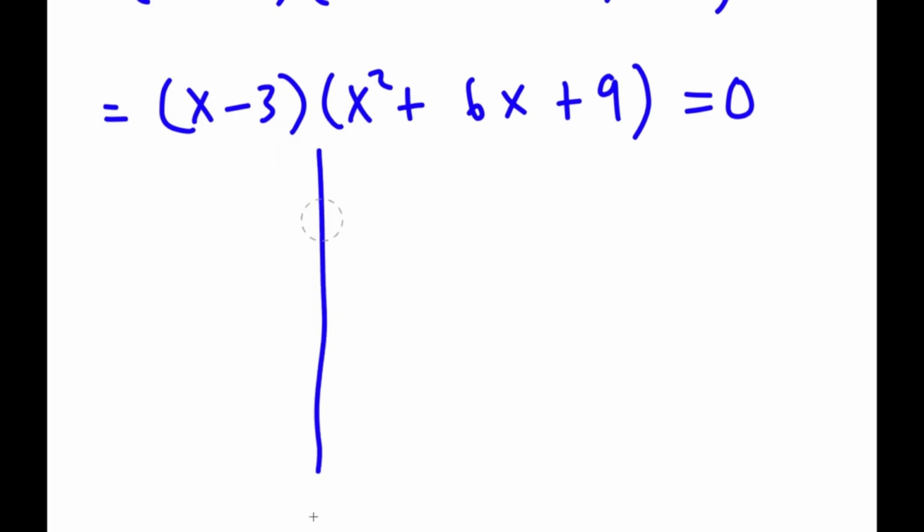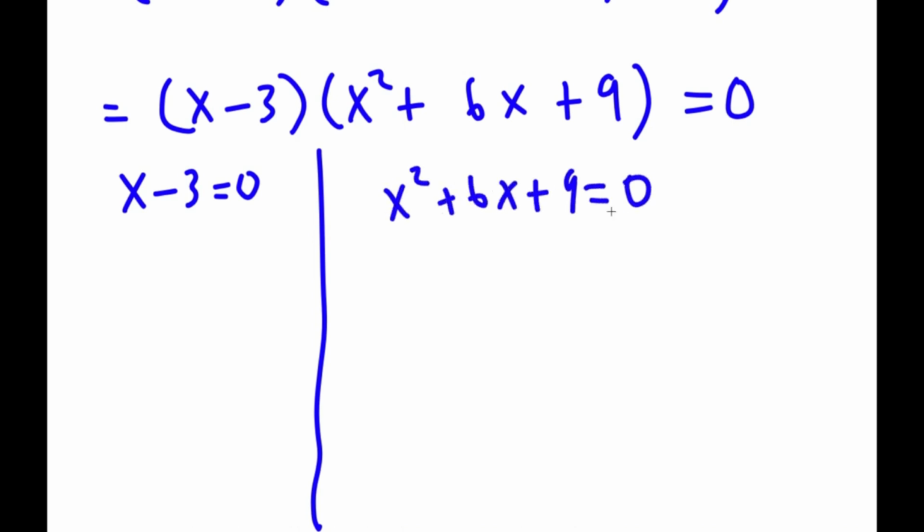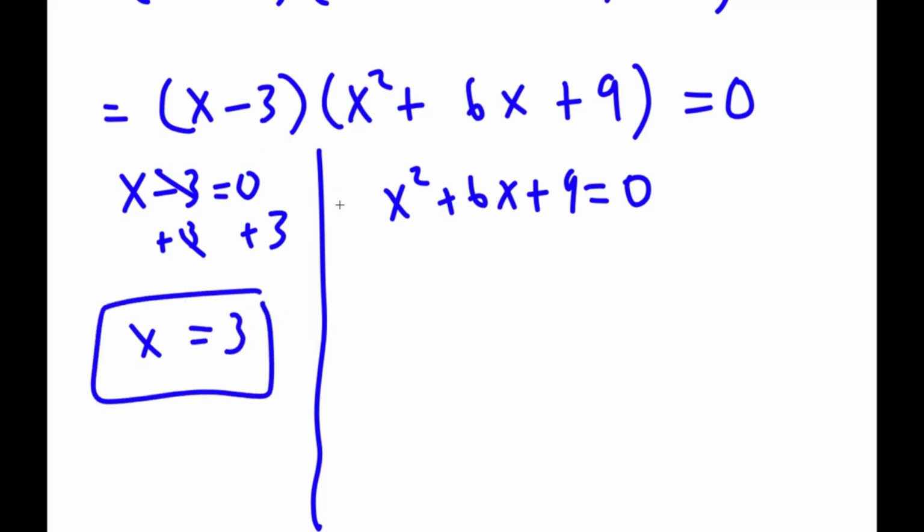Now this is going to give me two equations. I have x minus 3 is equal to 0, and I also have x squared plus 6x plus 9 is equal to 0. So for x minus 3 equals 0, all I have to do is add 3 on both sides, and I get x is equal to 3. So this is a simple equation.